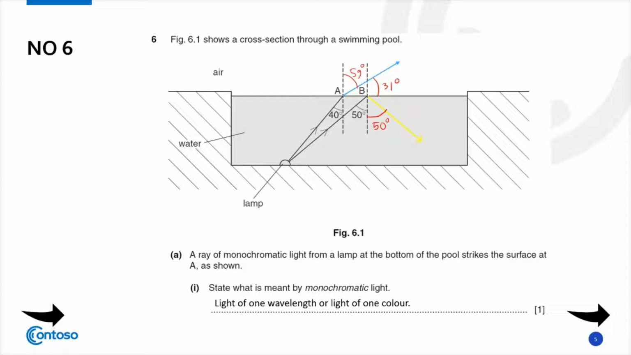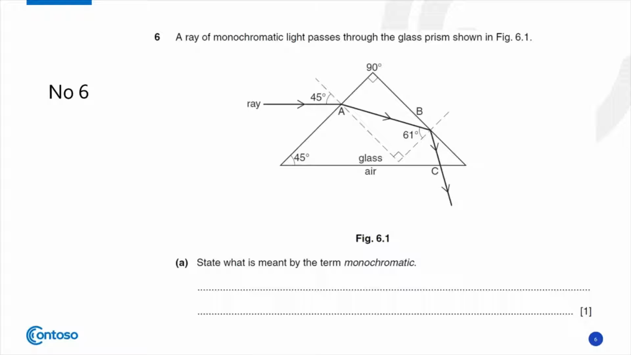We move on to the next number. A ray of monochromatic light passes through the glass prism shown in figure 6.1. 6a. State what is meant by the term monochromatic. The answer to this question is the same as before, which is light of one wavelength or light of one color.